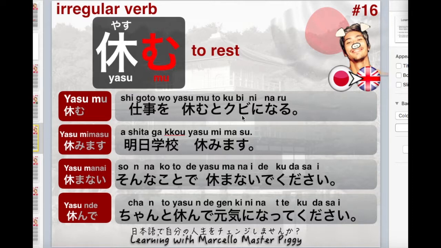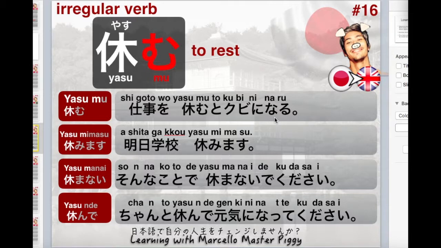And kubi actually means neck, but this is a Japanese expression. Kubi ni naru is basically to get fired. Okay, so for some reason, because it has a different meaning from neck, we write it in katakana, kubi. Okay, kubi ni naru you can memorize as a group, a set of words. Kubi ni naru. Okay, so one more time. Shigoto o yasumu to kubi ni naru.